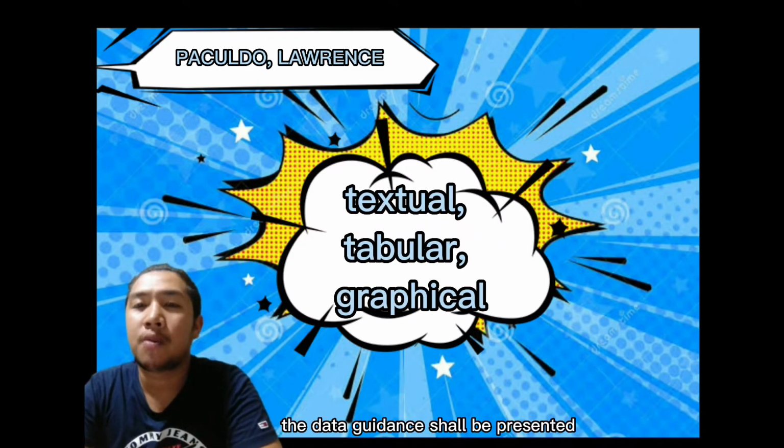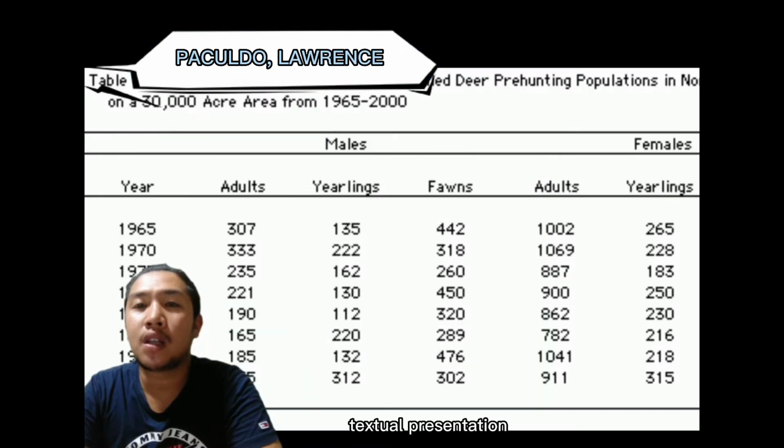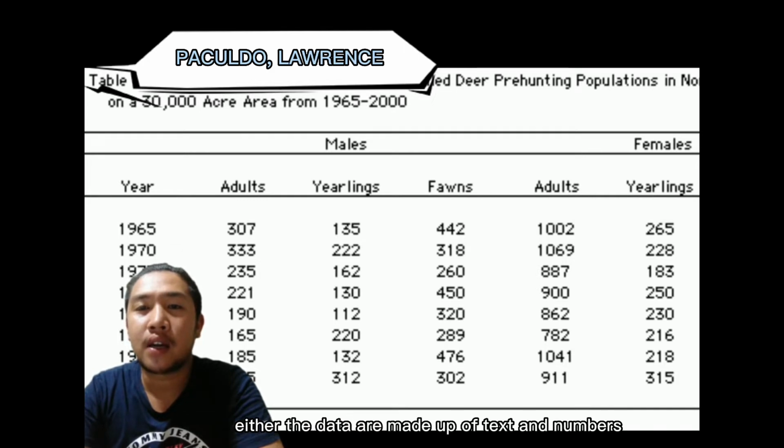The data gathered shall be presented, analyzed, and interpreted so that they can be easily understood by the reader. Data may be presented in textual, tabular, and graphical form. In textual presentation, the data gathered are usually in paragraph form, and it's used when there are only a few data to be presented. For example, there were 68 females and 32 males in a study conducted on the sports they played. As you can see, the data presented are made up of text and numbers.